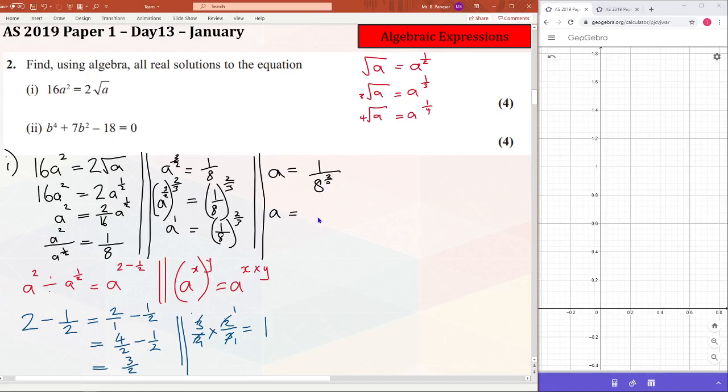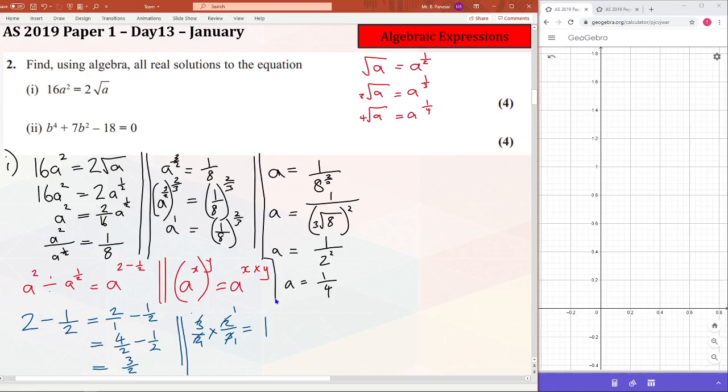So hopefully you're happy with me writing that, it is the same as saying the cube root of 8, all squared. Okay, that's the same thing. And the cube root of 8 is 2, so that's just 2 squared. So finally the answer for a is 1/4.